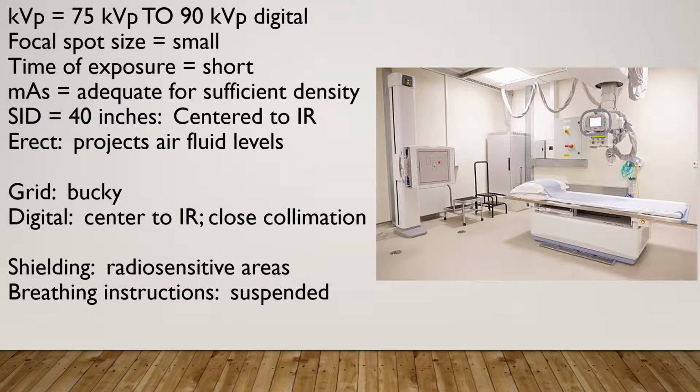Now, when you're using any digital cassette, please always try to make sure that you are centering to the very center of the image receptor and use close collimation. Digital is very non-forgiving. It likes to have the center ray in the very center of the IR. Make sure you shield the radiosensitive areas. If you can, you could also give the patient a thyroid shield, but please make certain that you are not going to put that so close to the cranium that you cannot see the cranium. When you are taking these x-rays, you want to tell the patient just to stop breathing, and that's suspended respiration.